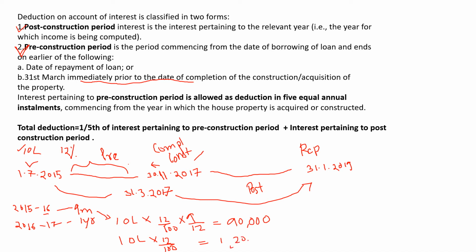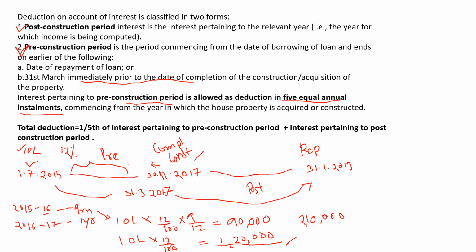1 lakh 20,000 will be the amount. So total pre-construction period interest comes out to be 2,10,000. Yes, 2,10,000. But this pre-construction period interest, we provide deduction in 5 annual installments. In 5 annual installments, we will be getting deduction for this pre-construction period interest.